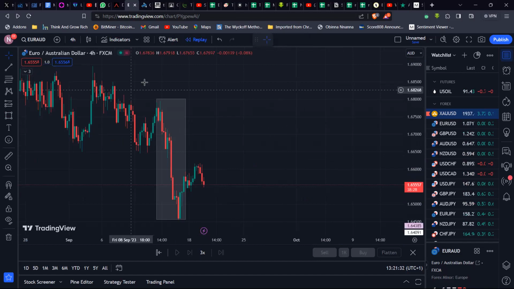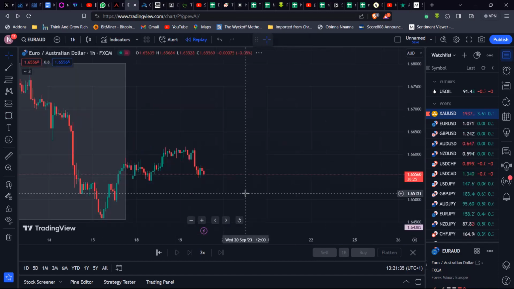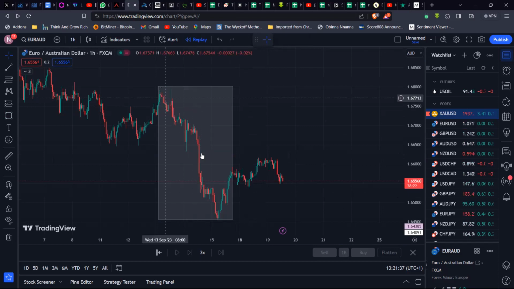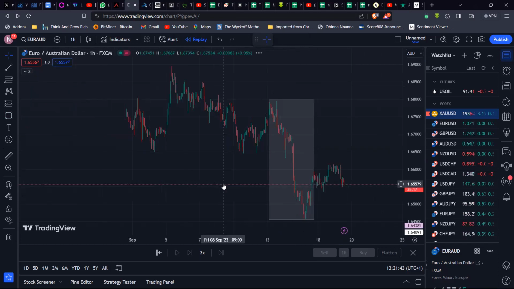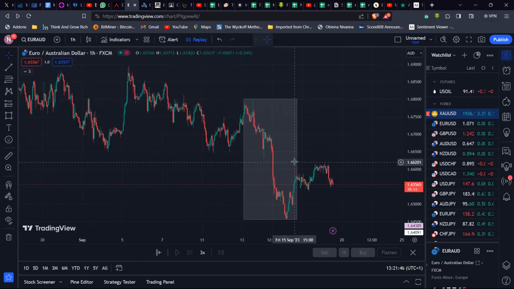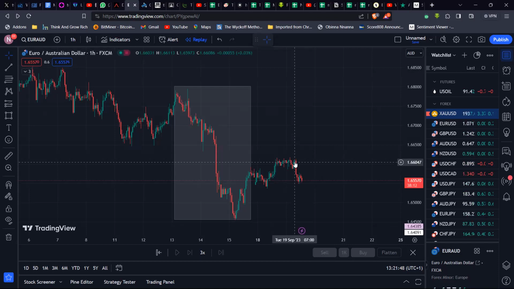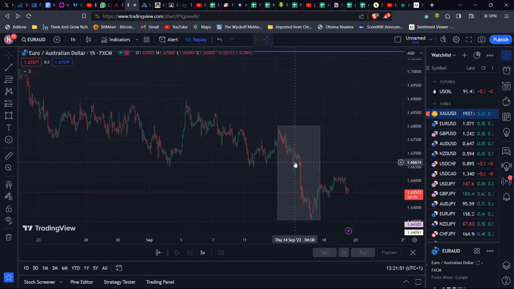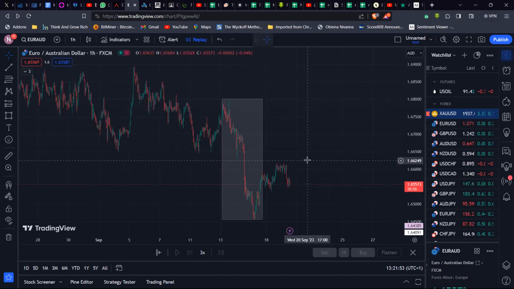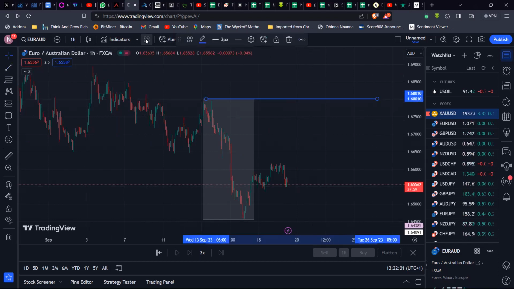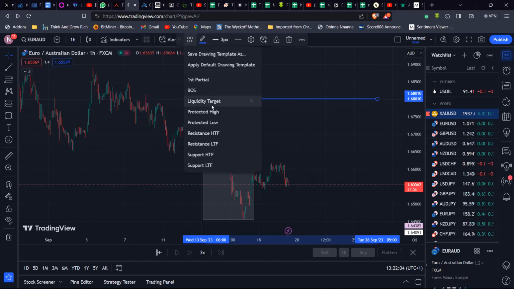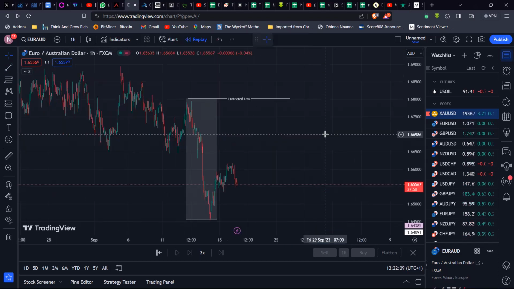And on the 1 hour time frame, okay, so breaking up. Okay, so on Euro Aussie, not the cleanest of markets. However, if anything, I want to buy. I would like to see this high get taken out. Let me call this supposed to be the protected low. So I like to see that high get taken out.